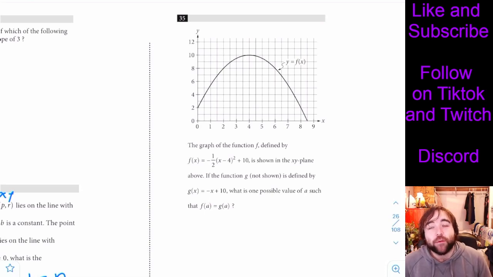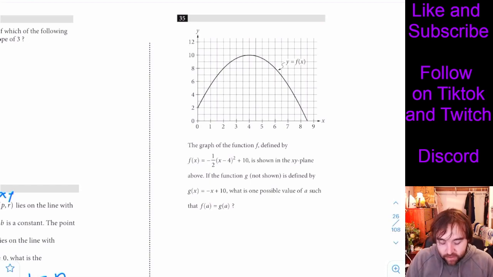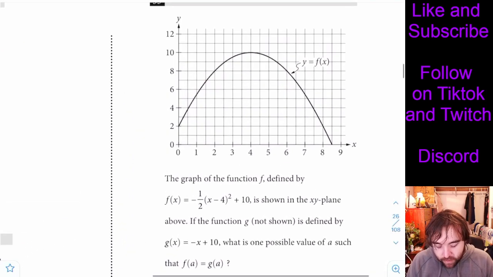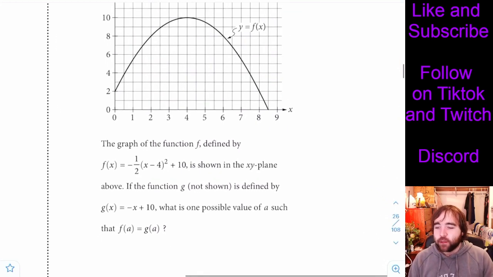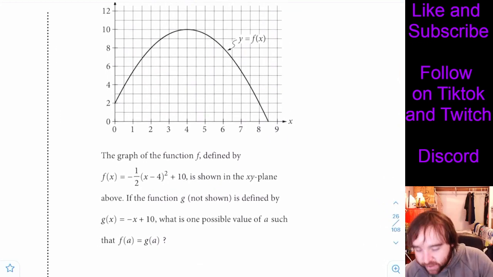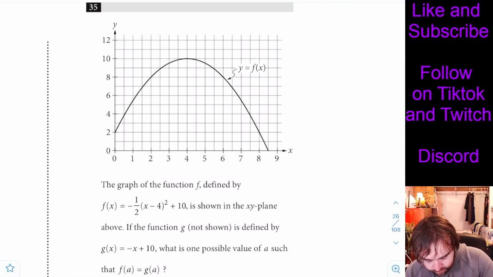Okay, so think about that. You want the functions to be equal. So that's like system of equations ideas. That's like where they intersect. So let's graph the line g of x. That's why it's a linear equation, because that's what we have to deal with.